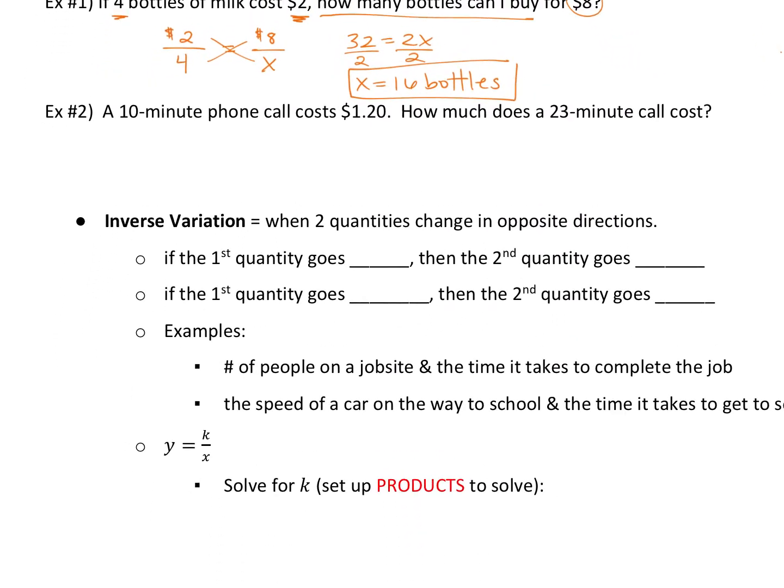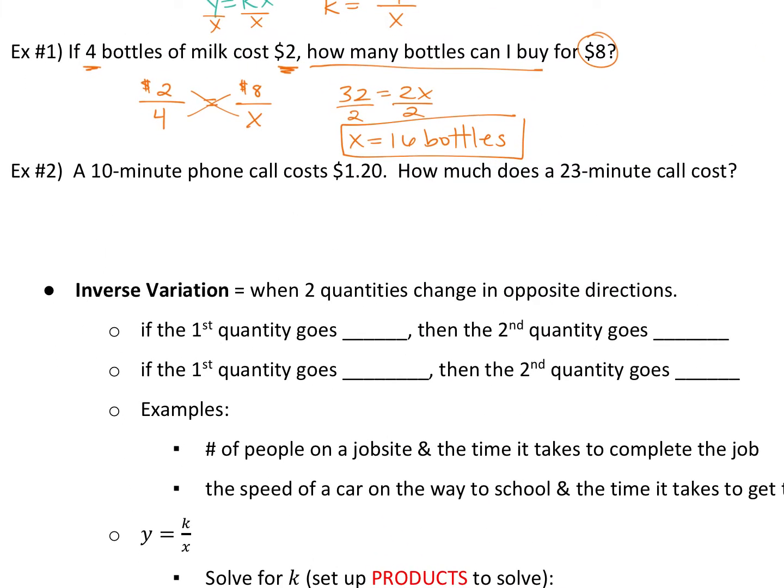Okay, so set up number 2 for me. It says a 10-minute phone call costs $1.20. How much does a 23-minute call cost? What do you do?